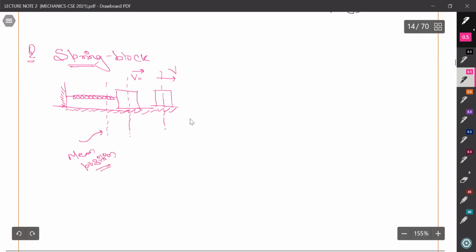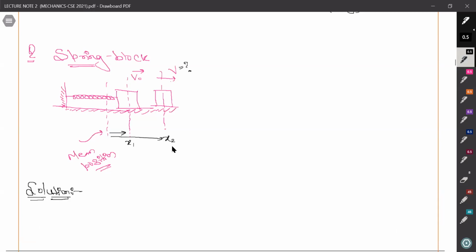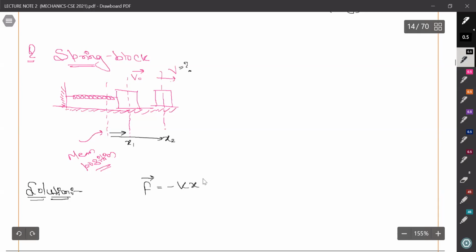So we need to solve this, right? We are interested in finding out v. What is v if we know x1 and x2? This is x1 and this is x2. So how can we write it? So we know that F is equal to minus kx. F is equal to what? Minus kx, and it's a restoring force. We have already discussed it.